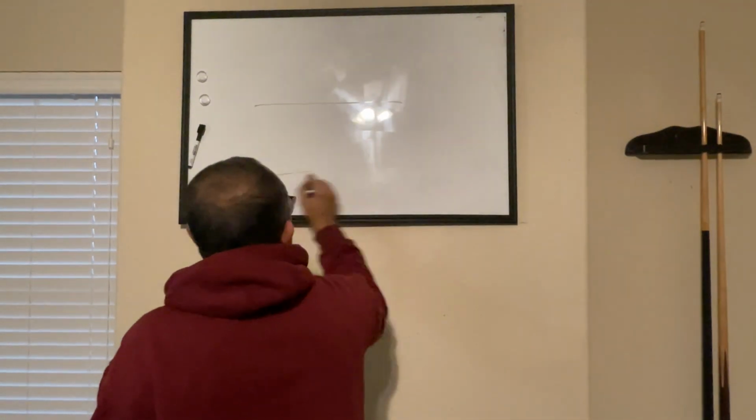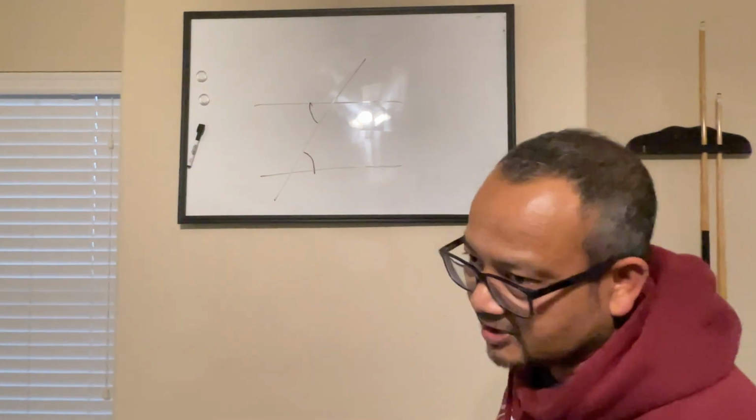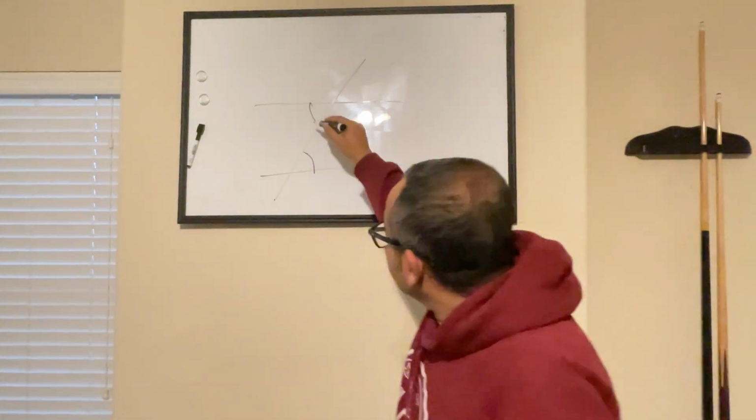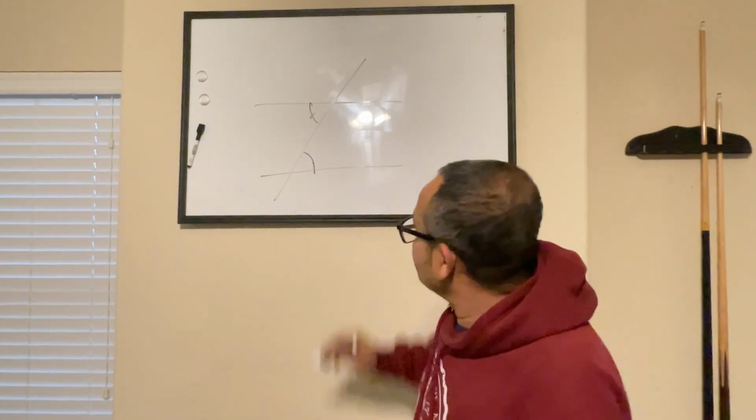So these are your parallel lines. I'm saying this angle and this angle are same. I'm trying to prove this angle and this angle are same. Okay? Now let's see how we'll prove it.